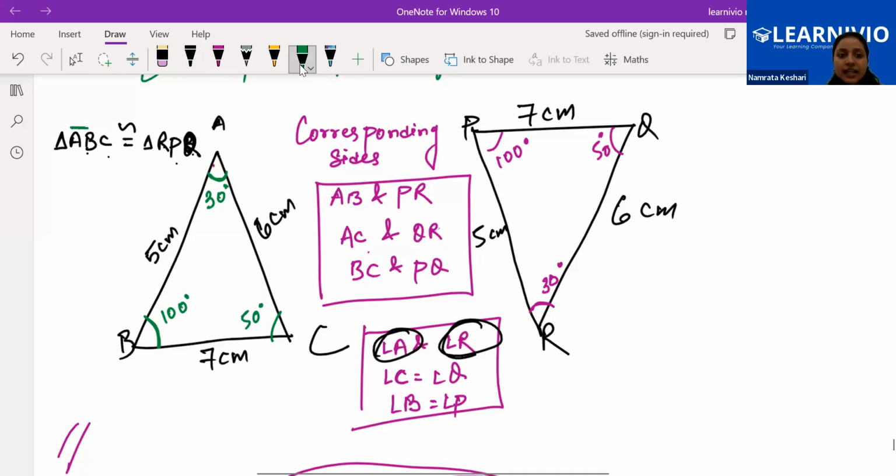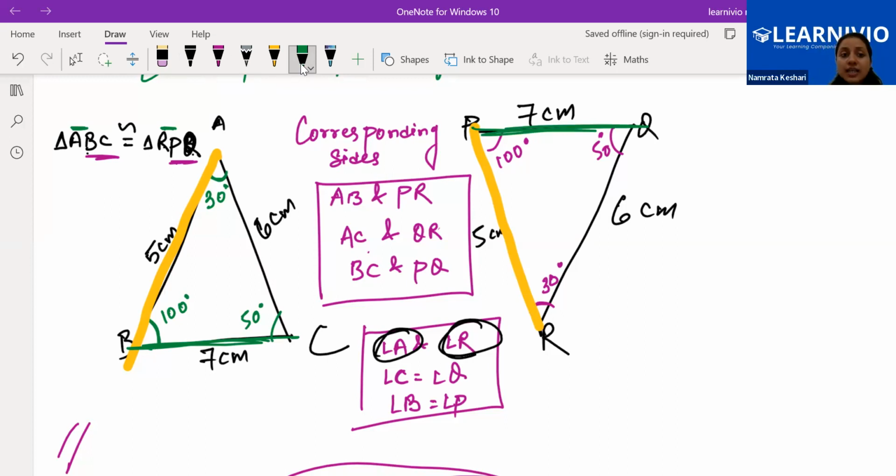So let's check. AB side has to be same with RP side. Side AB and side RP, is it same? Yes. Okay. Now we will be checking the other pair also. Side BC and side PQ has to be same, exactly same measurement. If you understand the concept over here, then only you will be able to write corresponding sides later on. BC is 7 cm and PQ is 7 cm. Yes. So far we have written it correctly.